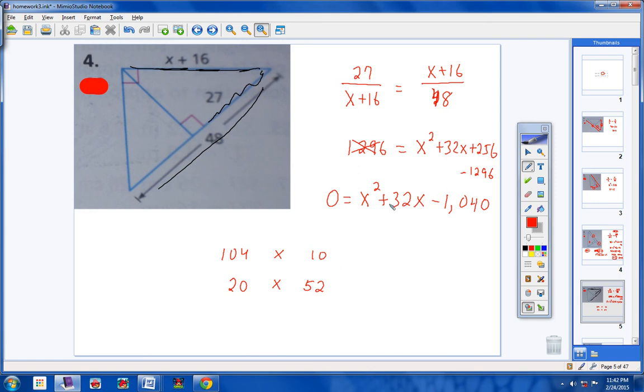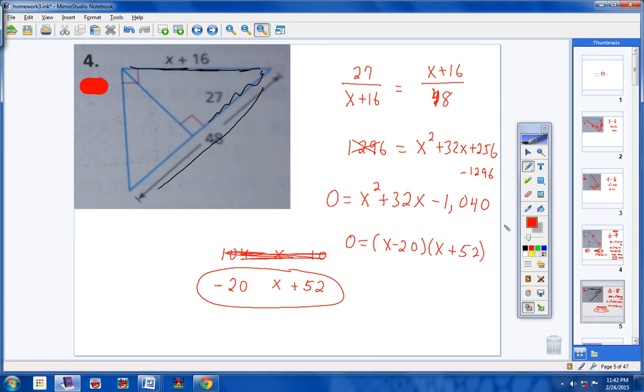Now, I need a positive 32, and I want a negative 1040, so I'm going to make my bigger number positive and my smaller number negative. Now, think about it. If I multiply these two numbers together, I get a negative 1040. If I add these two numbers together, I get a positive 32. So these are the correct factors to use. So 0 equals x minus 20, x plus 52.